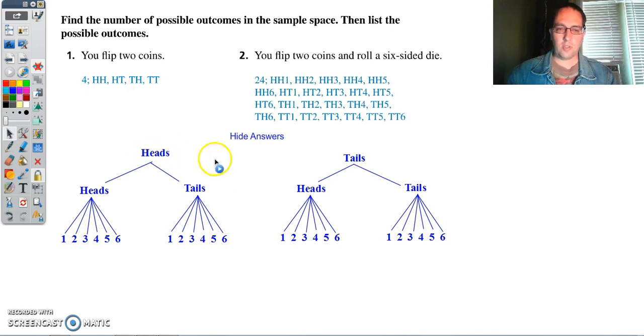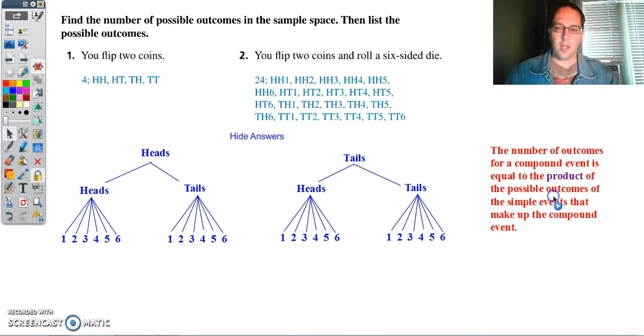So we have 2 coins. So the first coin could be heads, could be tails. The second coin, well, if we've got heads for the first one, the second coin could be heads, it could be tails. The second coin, if we got tails for the first one, could be heads, could be tails. And then for each of those, we could have 1 through 6 on the dice. All right? And also this way, so you see, okay, we've got 6 outcomes here, 6 outcomes there, 6 here, 6 there. Looking at this bottom row, so that's a total of 24 possible outcomes.